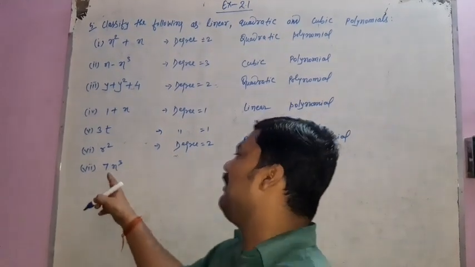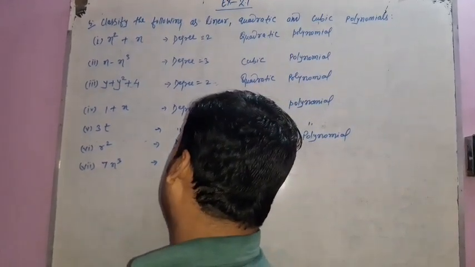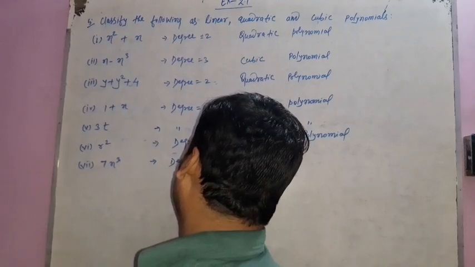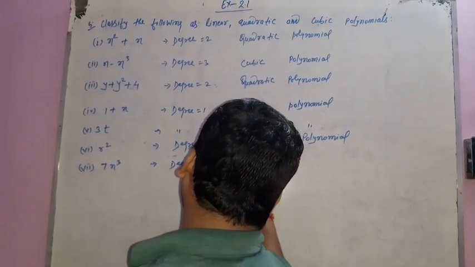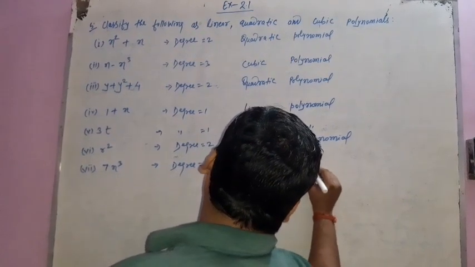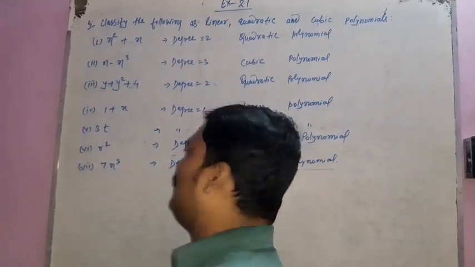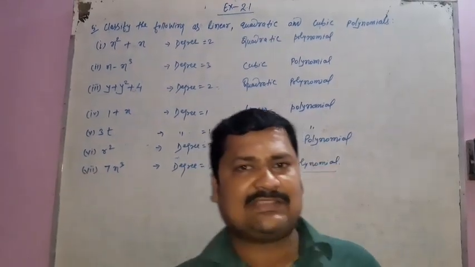Now in this polynomial, what is the degree of the variable? 3. So the degree here is 3. So it is called a cubic polynomial. This way we can solve all the questions of this exercise.